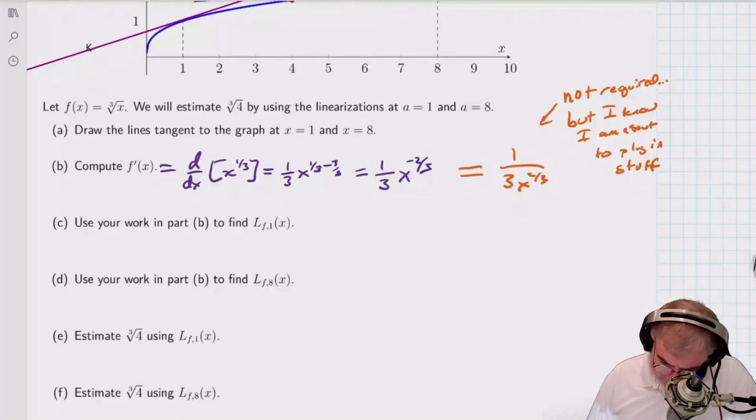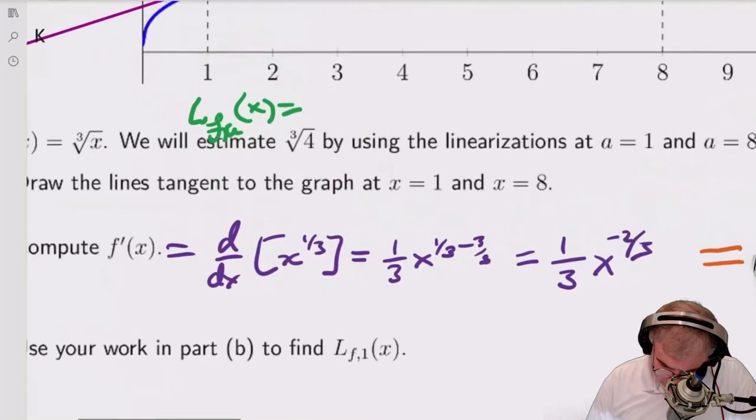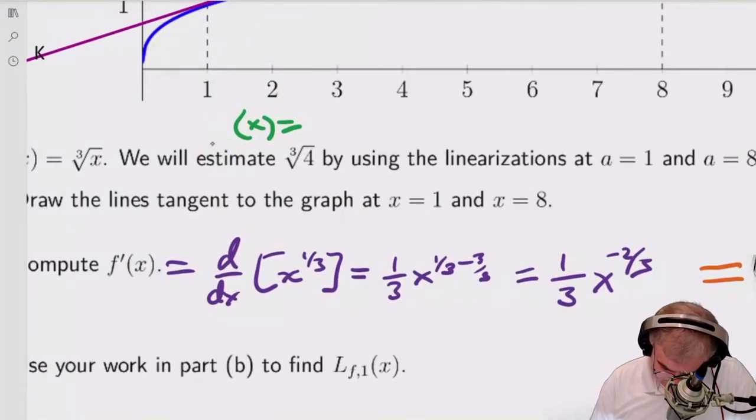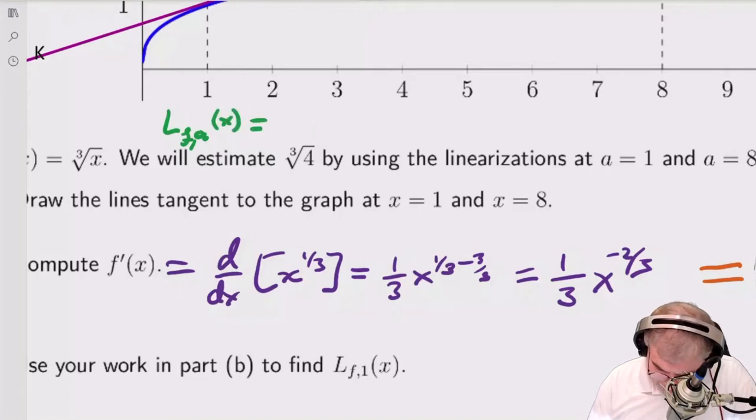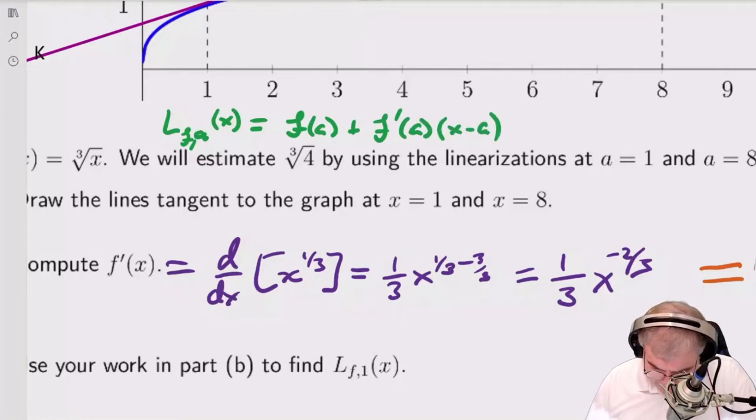All right, now I'm going to use my work in Part B to find this. Now, nowhere on here have I been asked to say what the linearization is. So I haven't been required to write the definition of the linearization yet. Well, by goodness, if I haven't been required to write it, I'm going to do it now. So I'm going to write L_f,a of x equals f of a plus f prime of a times x minus a. I'm going to write that down because I'm about to use it.